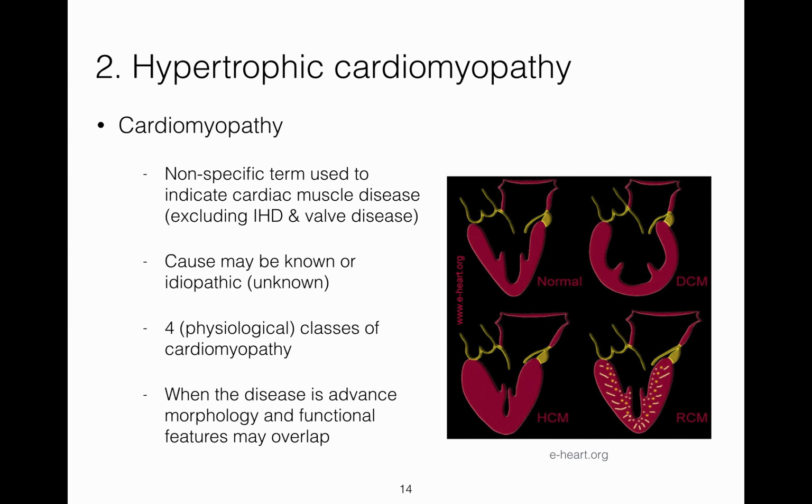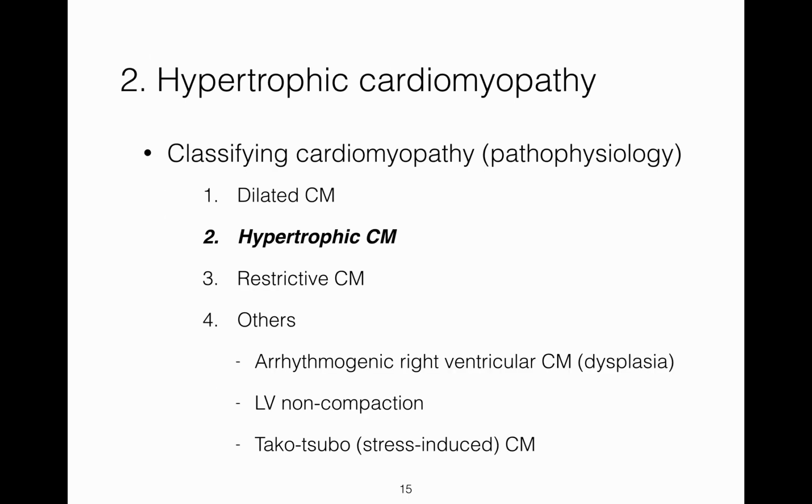Hypertrophic cardiomyopathy. As mentioned in the last lecture, cardiomyopathy is a non-specific term used to indicate cardiac muscle disease, excluding disease due to ischemia or valve pathology. The cause of a cardiomyopathy may or may not be known. There are 4 general classes of cardiomyopathy, although when the disease is advanced, the morphology and functional features may overlap. Hypertrophic cardiomyopathy is the subject of the second part of this lecture.